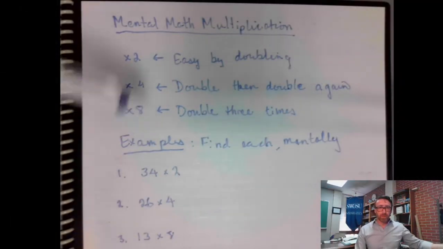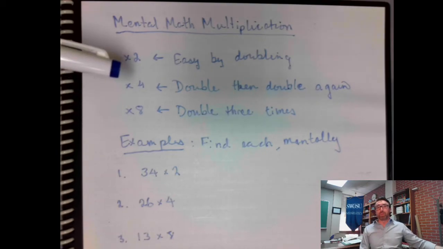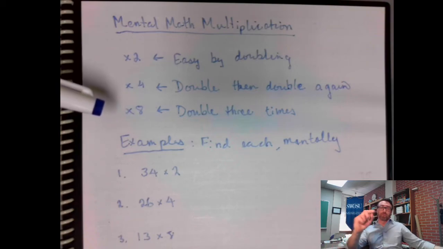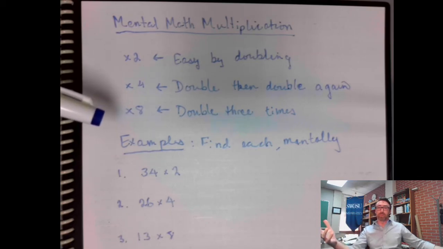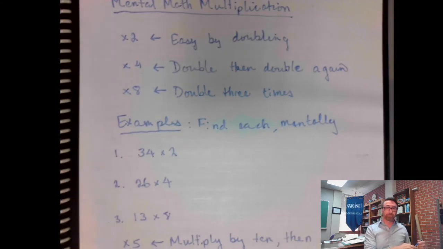So, mental math and multiplication. Multiplying by 2 should be pretty easy. You just take whatever number you're given and you double that number. And if you can multiply by 2, you can multiply by 4, because 4 is just, of course, 2 times 2. So multiply by 2 again, and you multiply by 4. So when you're multiplying by 4, you double twice. And when you're multiplying by 8, you double 3 times.